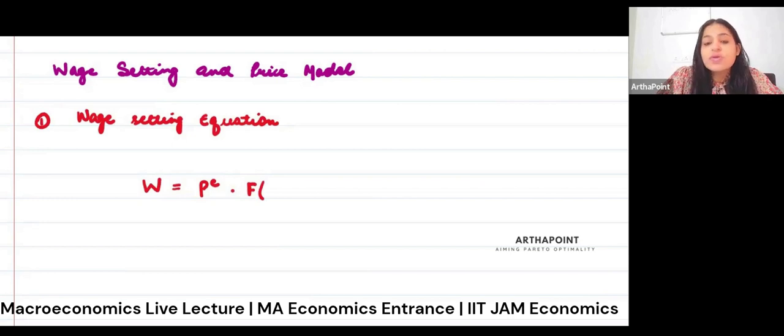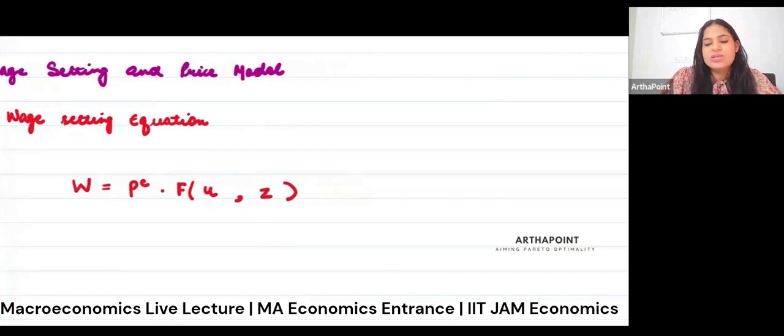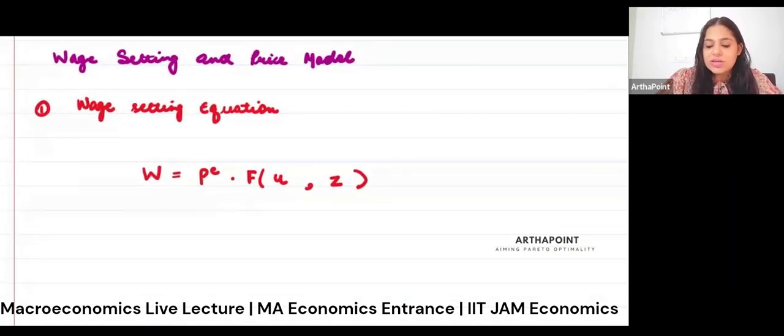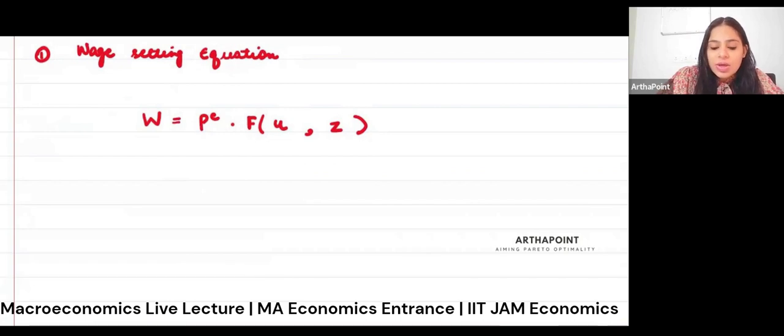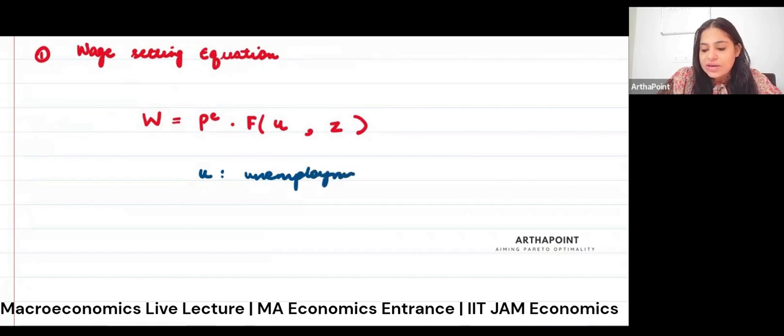It's a function of two things that I'm going to write here: unemployment and the exogenous variable Z. This is how the book defines it, U and Z. So what is U? U is simply the unemployment rate. But what is Z? Z is basically all the exogenous factors that positively affect the wage rate.